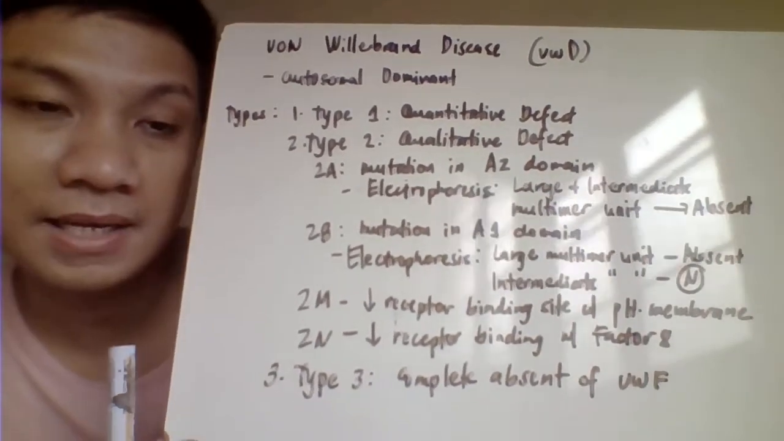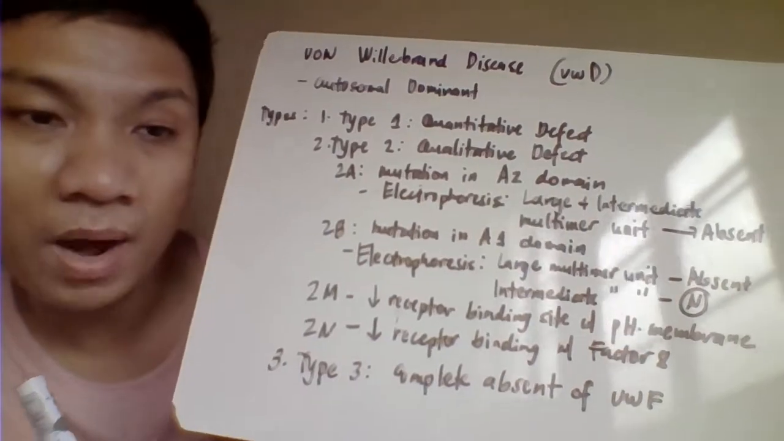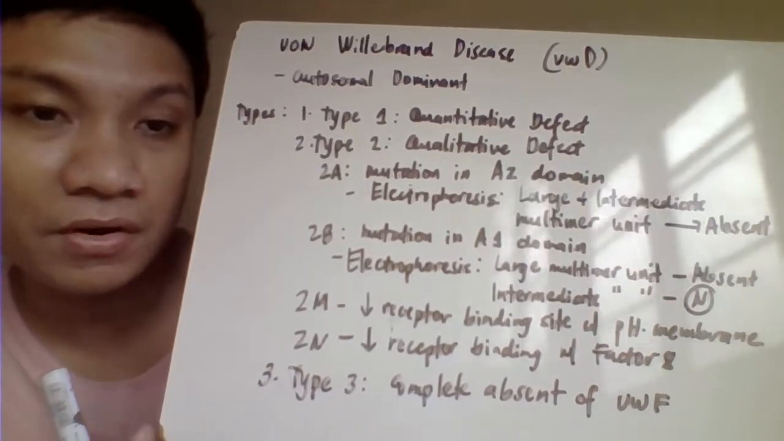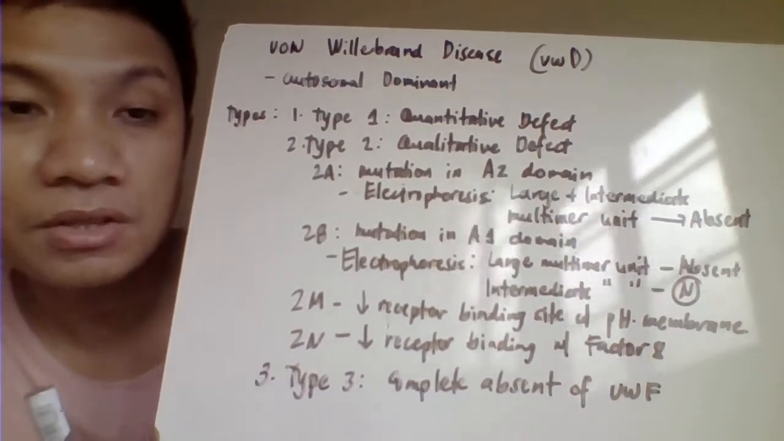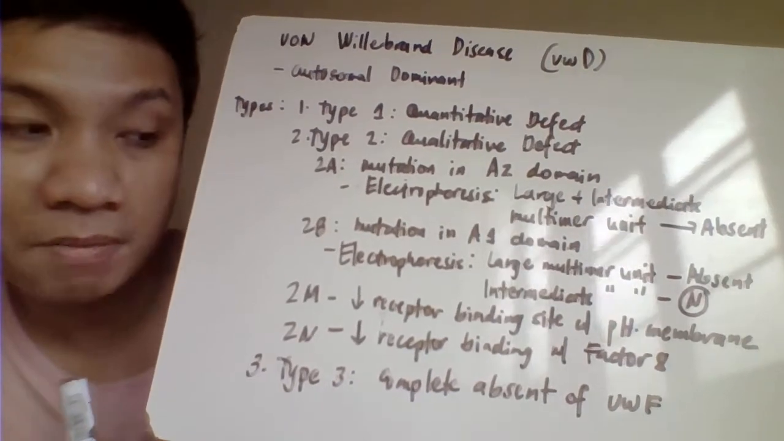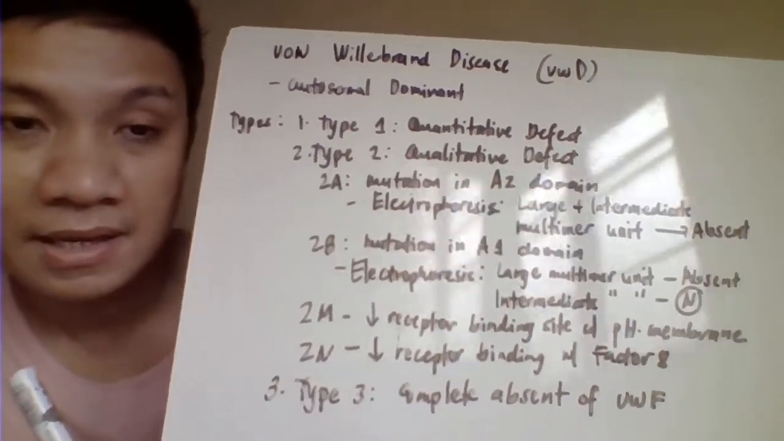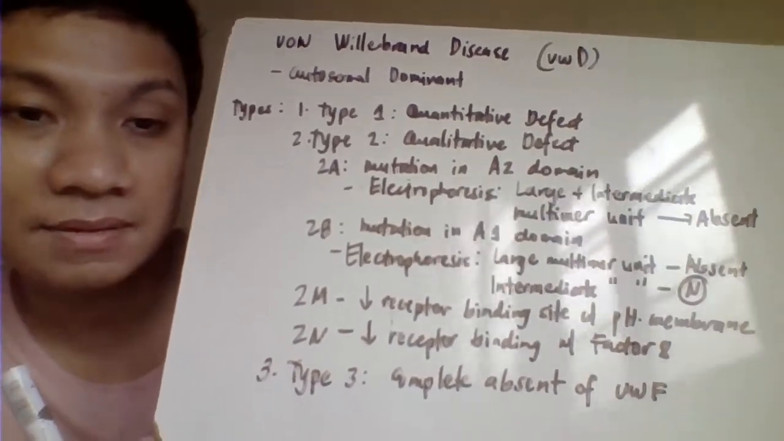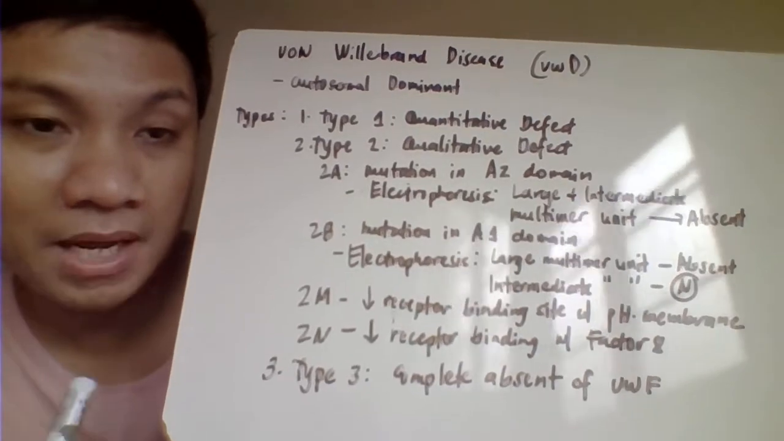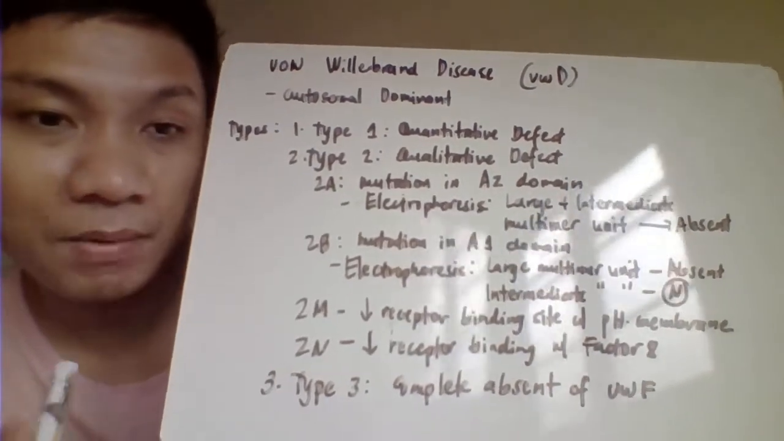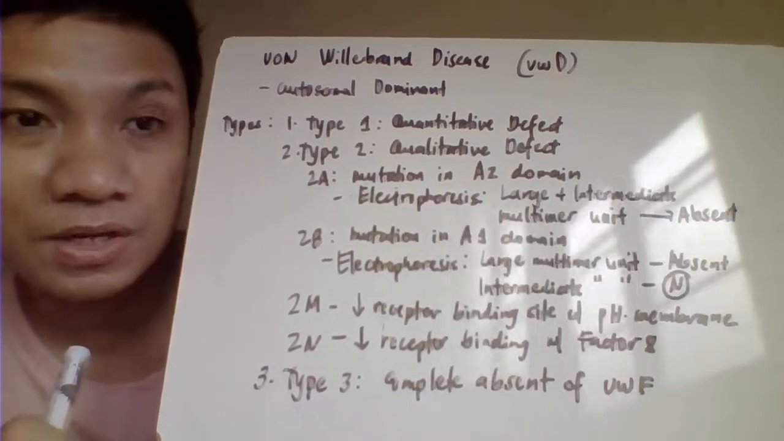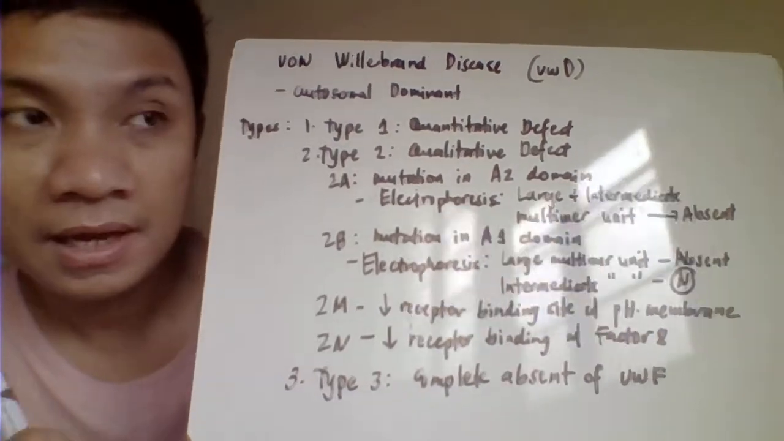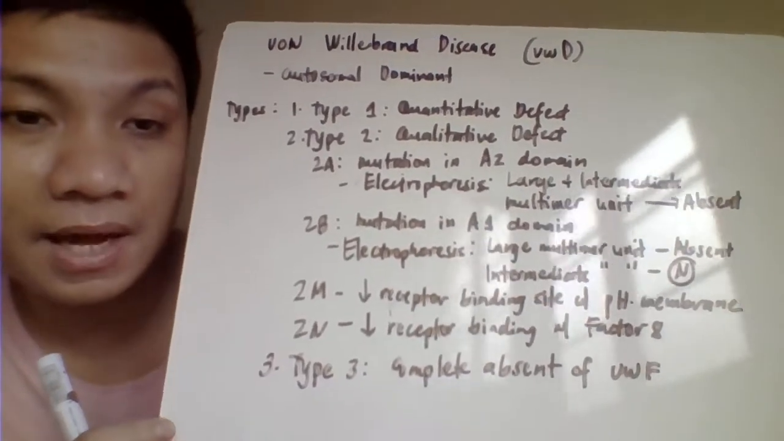Type 2B, on the other hand, is due to your mutation in your A1 domain, and that one will be identified by your electrophoresis by the absence only of your large multimer subunit, but your intermediate multimer unit is still normal. 2M, on the other hand, is the problem with the ability of your von Willebrand factor to bind with your platelets. So meron, as a review, there are two membrane receptors ng ating von Willebrand factor with your platelets. One is your GP1B-IX-V complex, kailangan niya para sa kanyang platelet adhesion. And your 2B3A, this is needed for the platelet aggregation.